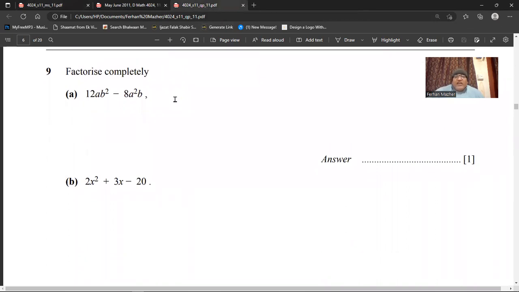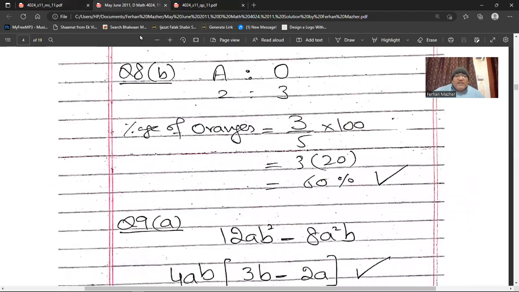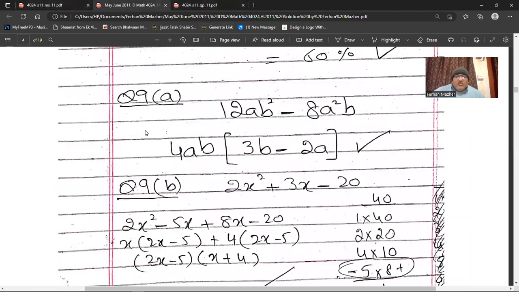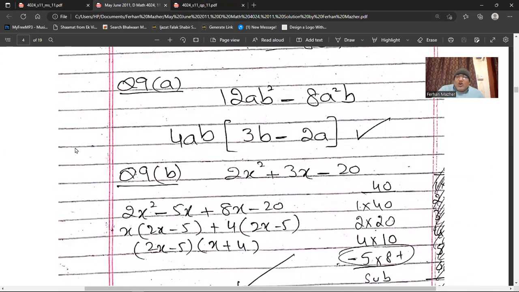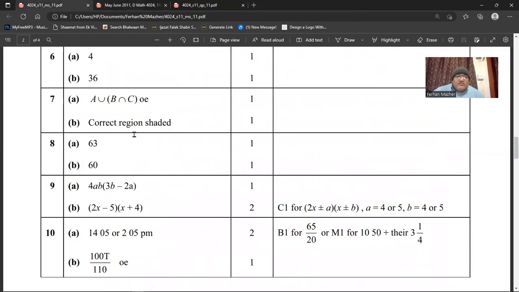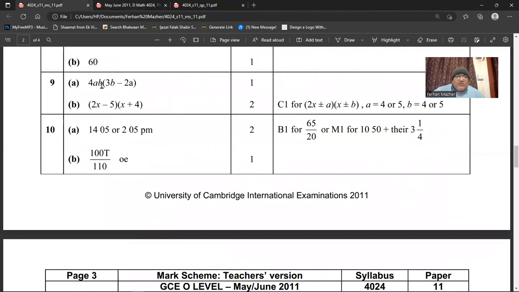Question number 9, it's A part. Factorize completely: 12ab squared minus 8a squared b. In these two terms, 4 is common, a is common, and b is common. So we will take them common. We will have 4ab taken as common. So bracket, divide 12ab squared by 4ab, you get 3b. Divide minus 8a squared b by 4ab, you get minus 2a. So this is your answer. Check. Our answer is right, sir.